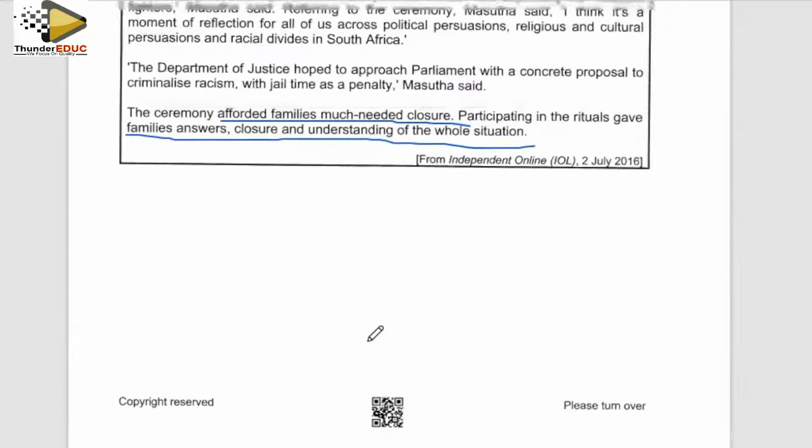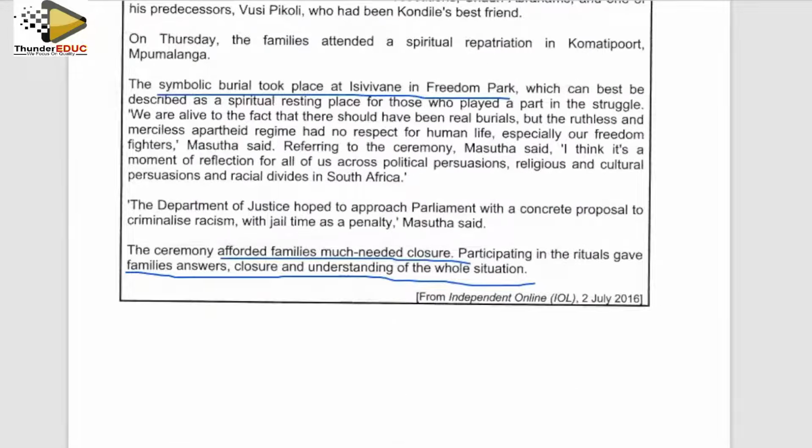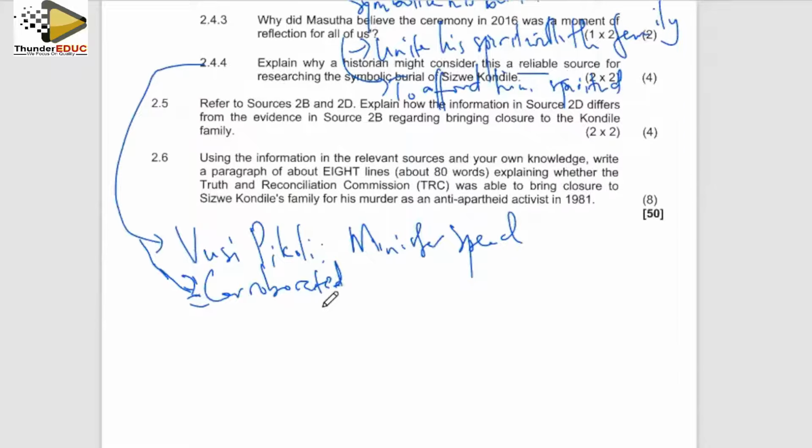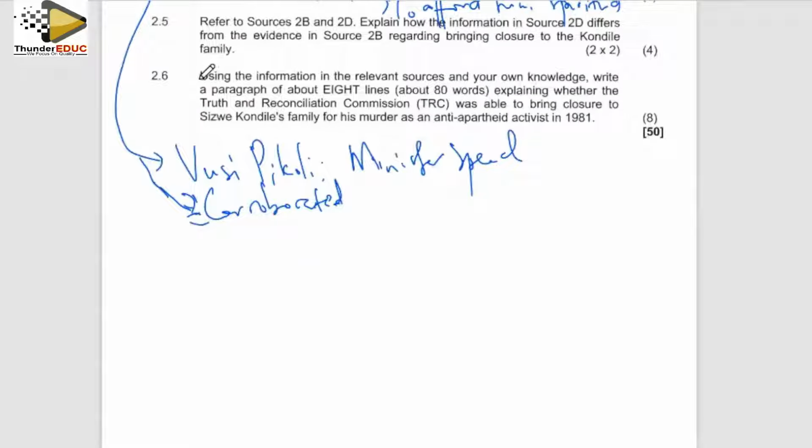Right, we'll move on to the paragraph question. In the paragraph question, as usual, you answer it the same way, the PEEL way, how you answer your paragraphs in the essays. We don't need to spend much time. So in your paragraph, you must have a point, your explanation, your evidence, and your link. Right, your point: the question is asking us to explain whether the TRC was able to bring closure to Sizwe Kondile's family.